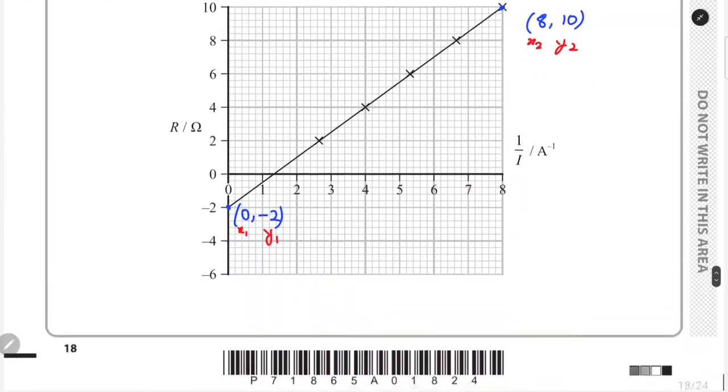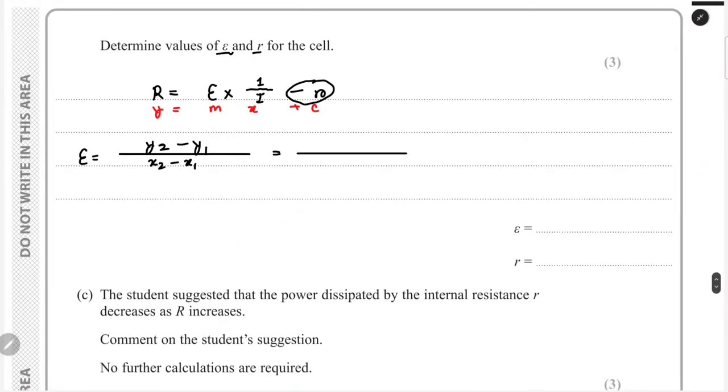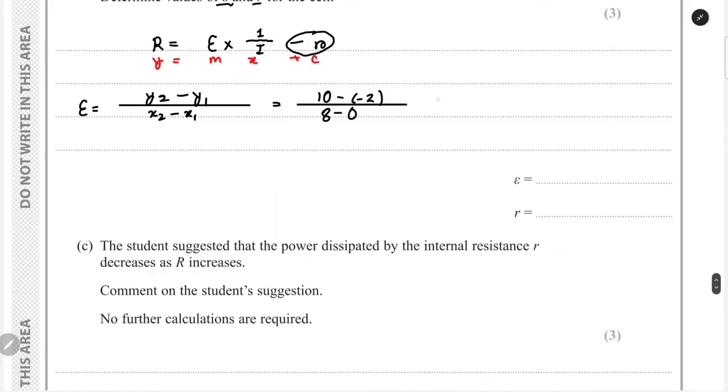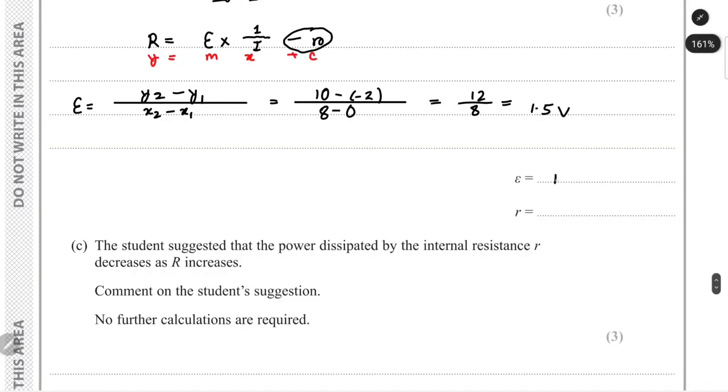y2 is 10, y1 is minus 2. So we have 10 minus minus 2, x2 is 8, x1 is 0. So we have 8 minus 0 over here. We get 12 by 8. This is 1.5 volt. This is the EMF.